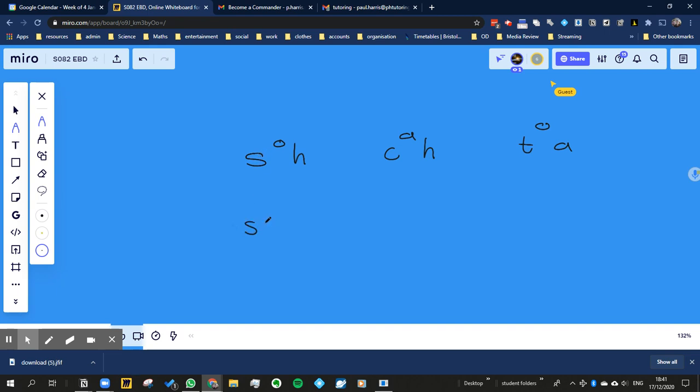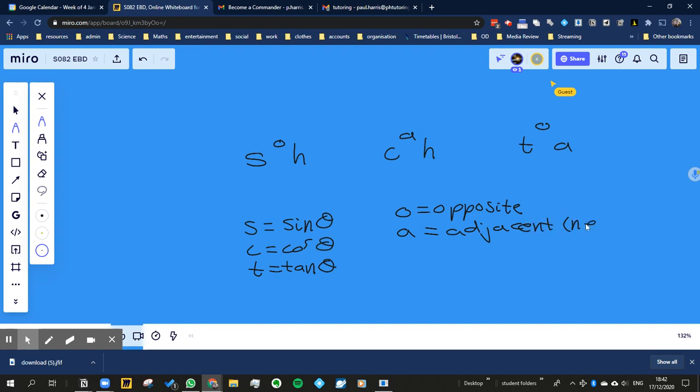The S basically means sine theta, where theta is an angle. The C is cos theta. The T is tan theta. And then the O is the opposite. Opposite means opposite the angle we're talking about. I'm going to draw a triangle in a moment to show you what I mean. A is the adjacent. Adjacent just is a posh way of saying next to. So adjacent means next to.